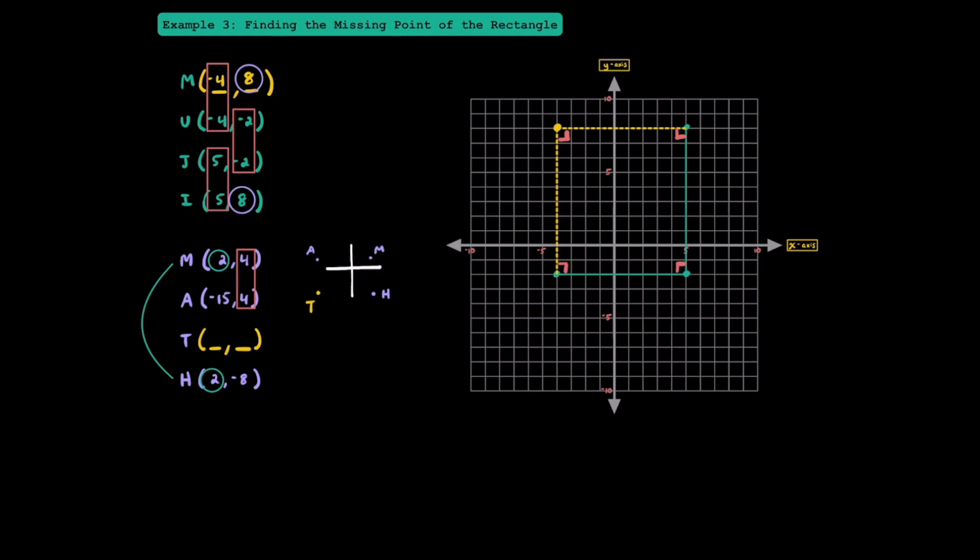To complete the rectangle, T must be beneath A, so it has to have the same x value. Since A and T are on top of each other, this has to be a -15 for the x value. And since T and H are left and right of each other, then their y values have to match. The coordinates of T are going to be -15, -8. If these still seem a little strange to you, I encourage you to take some graph paper and plot these points down to see if it makes sense.